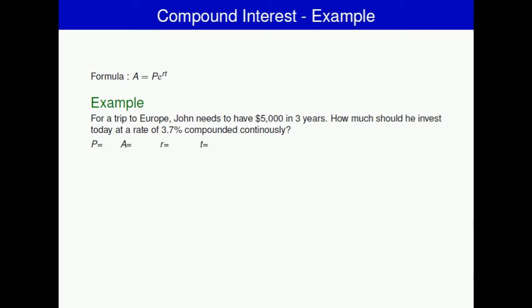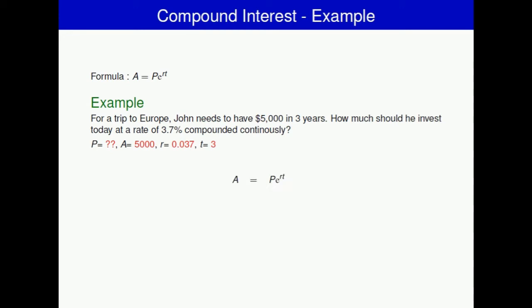So here are our labels. P. Let's look at 5,000. It says you need 5,000 in 3 years, not immediately. So what you're starting with is different from 5,000. In fact, it's less than 5,000 because eventually you're going to get your interest added. So we don't know what P is, but we know what we're going to end up with. That is 5,000. So the future value is 5,000. Interest rate 0.037 and the time is 3 years.